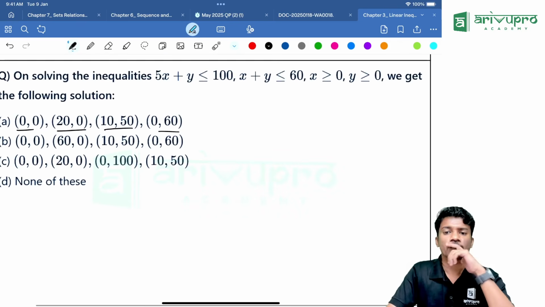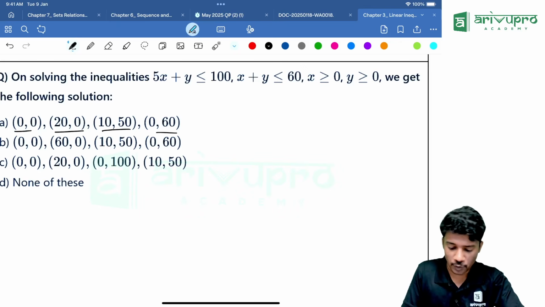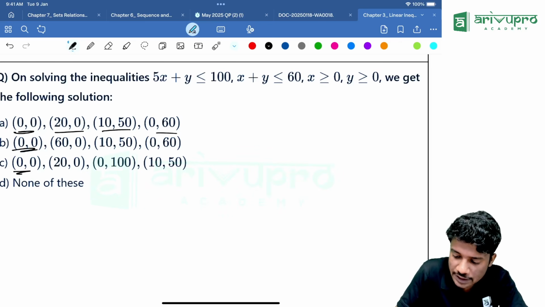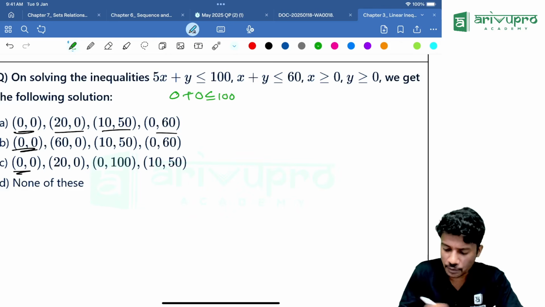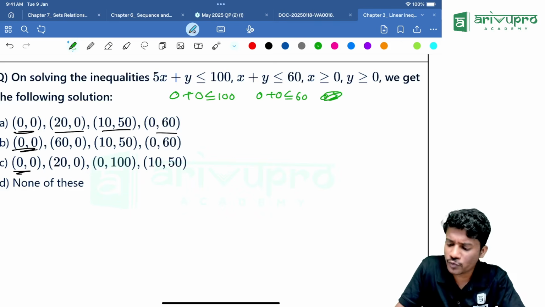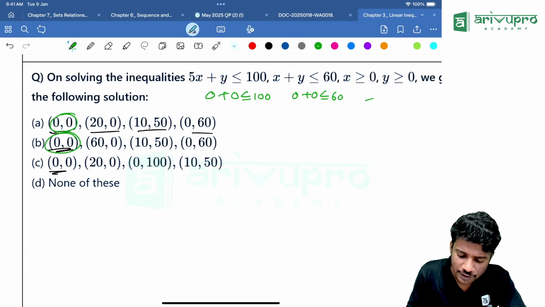Now, take 0, 0. Is 0, 0 satisfying everything? We will check. 0 plus 0 is less than or equal to 100. Correct? Yes. 0 plus 0 is less than or equal to 60. Is that correct? Yes. x is equal to 0, y is equal to 0. That means 0, 0 is correct everywhere.